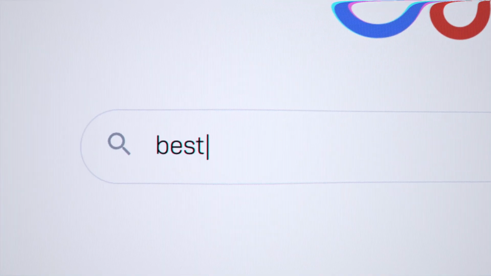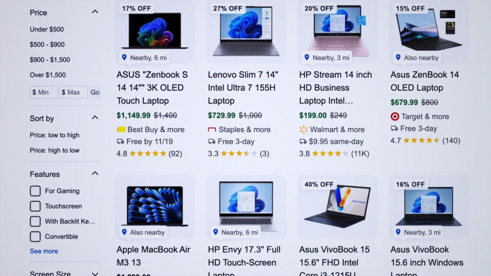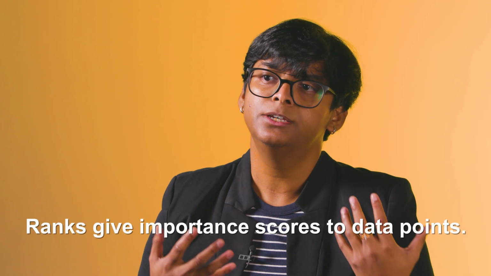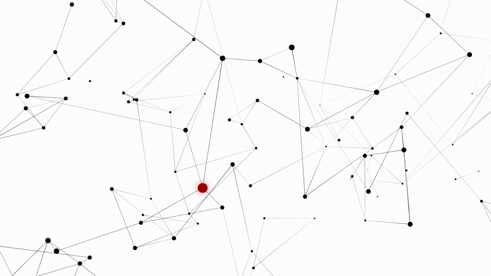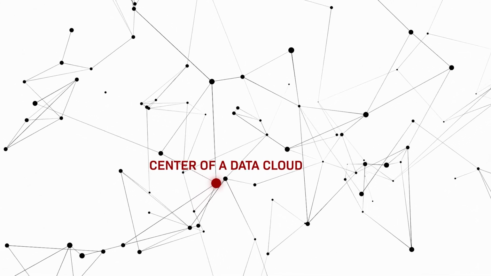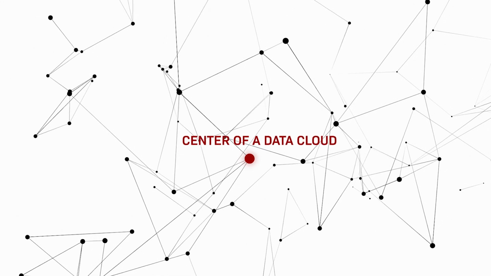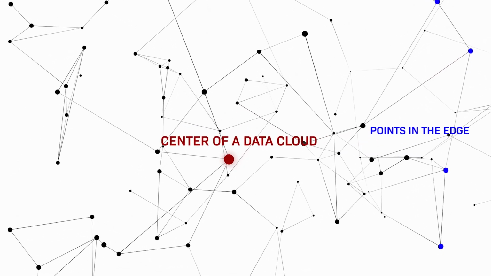Ranking complex data is an important question that appears in many data science applications, including search engines and recommendation systems. Why is ranking data important? Because ranks give important scores to data points. Intuitively, data points that are in the center of a data cloud tend to be closer to other points, while those on the edges are further away.